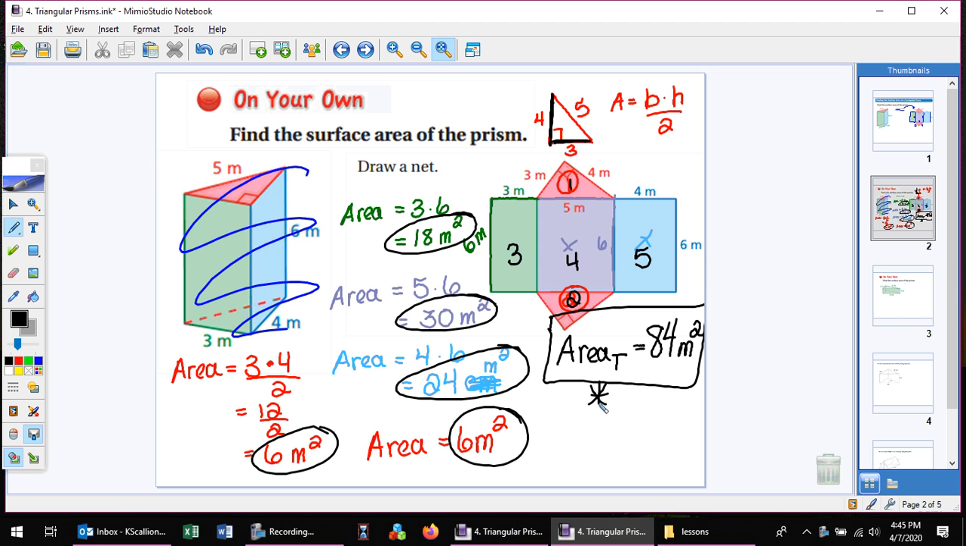That's the easy one. Well, it's not really easy because you have to break it down into that net. The net is just drawing it flat. Okay, so moving on.